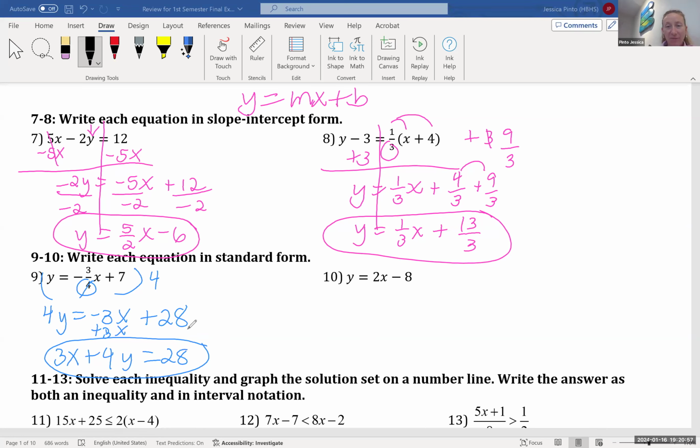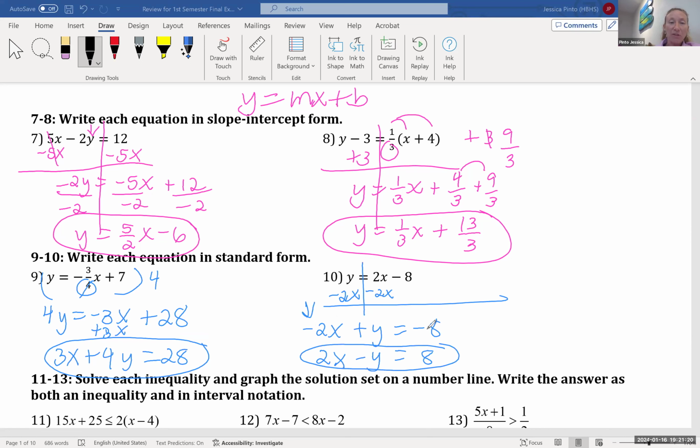And then number 10, we're just isolating that skill of moving this over. This is really nice. So we've got negative 2x, positive y equals negative 8. And then the preference is that this lead term would be positive. So changing all the signs gives me 2x minus y equals 8.